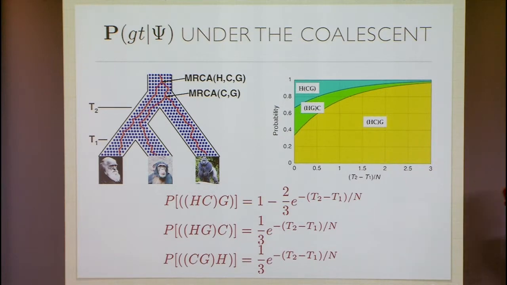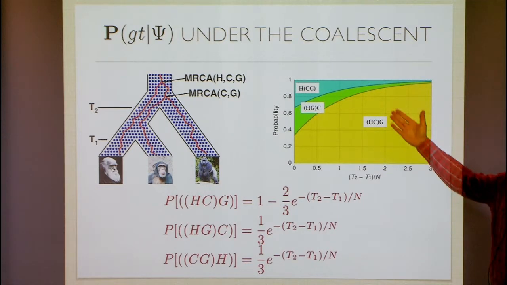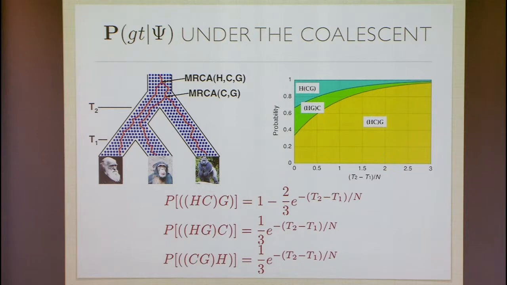Although there is one important caveat here, is that this result is true for 3 species, but there was a seminal paper a few years ago by Noah Rosenberg and James Degnan that showed under certain circumstances the gene tree with the highest probability is not necessarily the one that agrees with the species tree once you go beyond 3 species. Okay? But for 3 species that doesn't arise. The gene tree with the highest probability is going to be the one that agrees with the species tree.